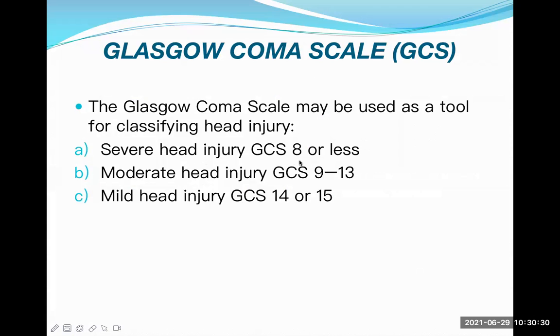Severe head injury: if the Glasgow Coma Scale score is 8 or less, it is severe head injury. Usually the person is unconscious. Moderate head injury, GCS between 9 and 13, and mild head injury, GCS 14 or 15. In case of unconsciousness, the Glasgow Coma Scale is less than 8.